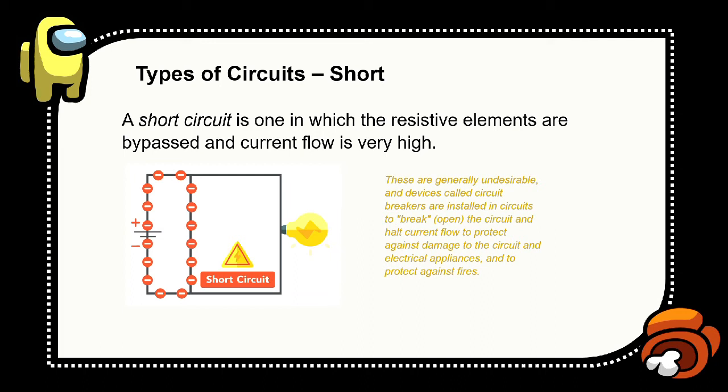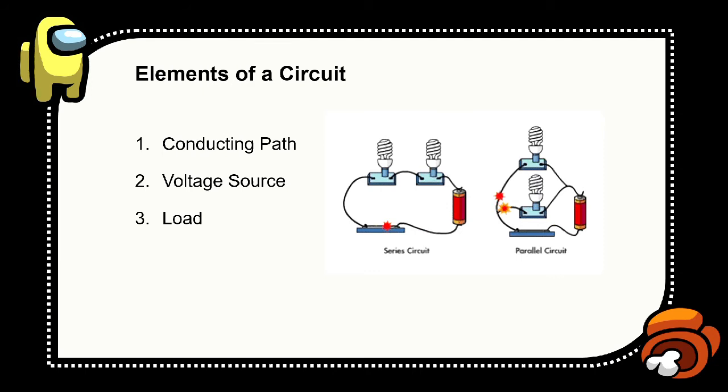Proceed ta sa elements of a circuit. So, naay 3 main elements sa circuit. Ang conducting path, which is parehas ani, ang dagan. Ang voltage source, which is ang kaning battery or ang current, nagproduce siya o voltage source. Then, ang load, which is ang kaning light bulb, mauni siya.